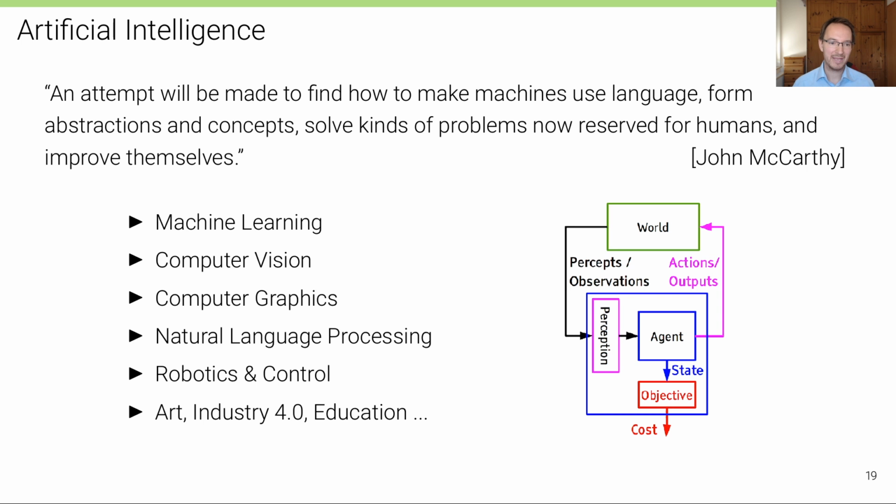So sub-areas of artificial intelligence include machine learning, computer vision, but also computer graphics, natural language processing, robotics, art, education, and more. And all of these areas are interlinked, as we will see in this class. So here's an example on the right. If we want to build a robotic system, that robotic system must perceive the world or environment, and it must then accordingly update its internal representation of the world in order to make appropriate decisions to minimize some objective.